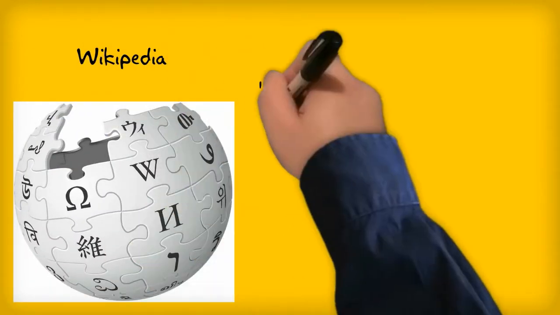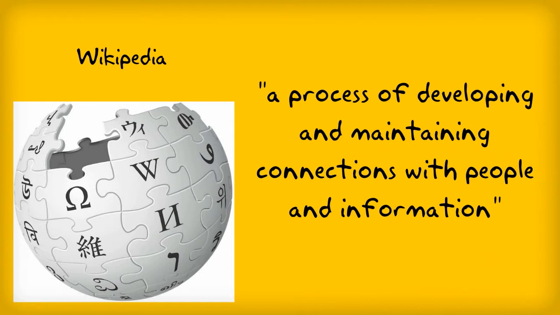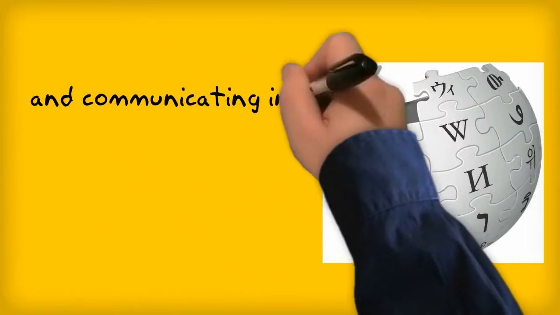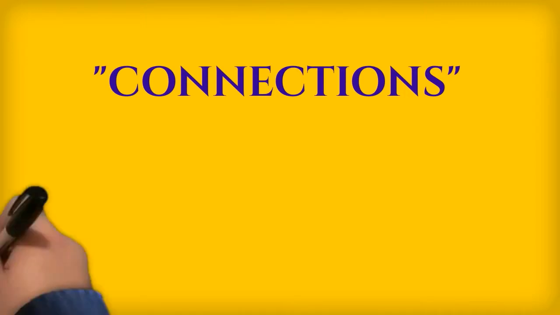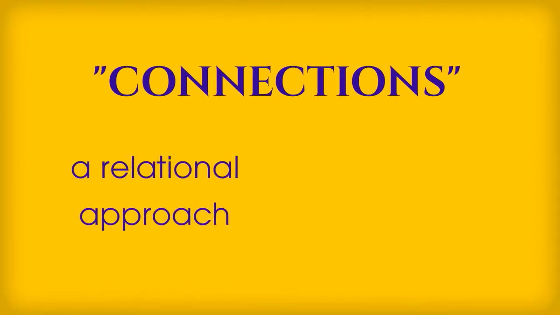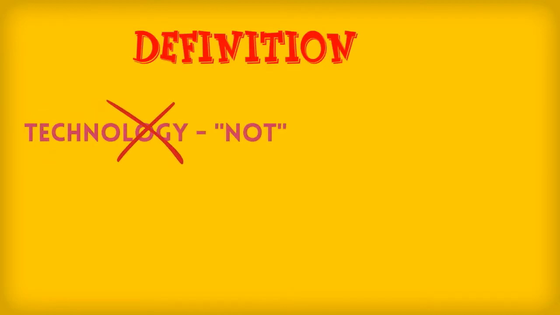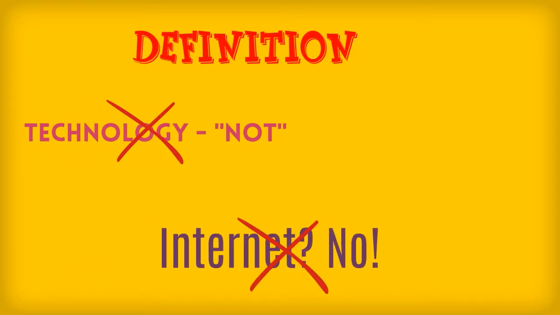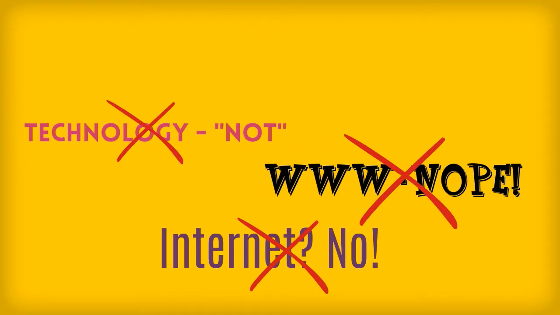Wikipedia defines network learning as a process of developing and maintaining connections with people and information and communicating in such a way so as to support one another's learning. The important word in this definition is connections, and this requires a relational approach with others whilst building learning resources and knowledge. This definition does not mention technology, it does not mention internet, or even the World Wide Web. This confirms that learning networks have existed well before the arrival of the internet and online learning communities.